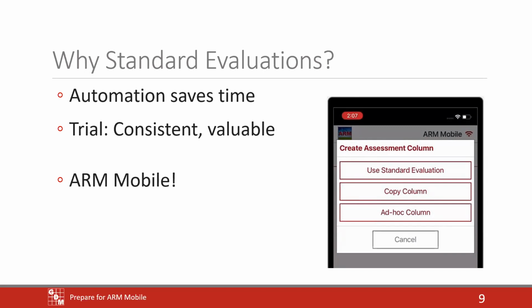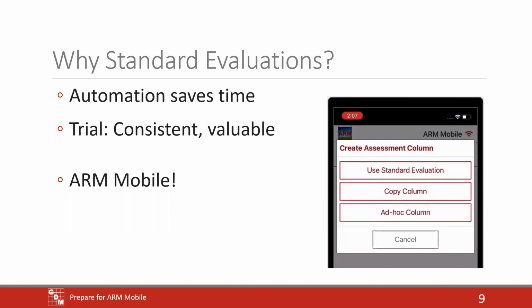And then of course, the last why is ARM Mobile. As we saw with the personal lists, they are all brought in to ARM Mobile. Part of that base information are SEs. So when you are in the mobile app, this is a screenshot of the mobile app, and you're ready to take an assessment, you can either use a data column that was already filled in with the header details but hasn't had data taken yet. Those will just appear in the app.